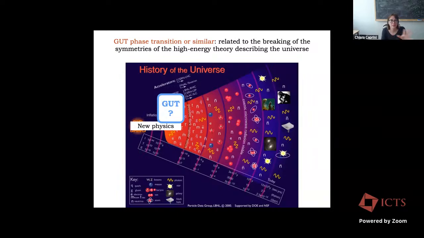Okay, and this is at an energy scale which is comparable to the one of inflation, 10 to the 16 GeV or so. Inflation can happen also at lower scale. For now, we only have an upper bound on the energy scale of inflation.